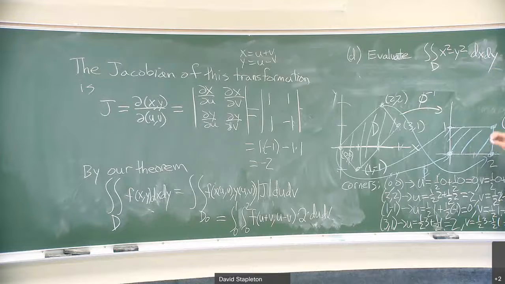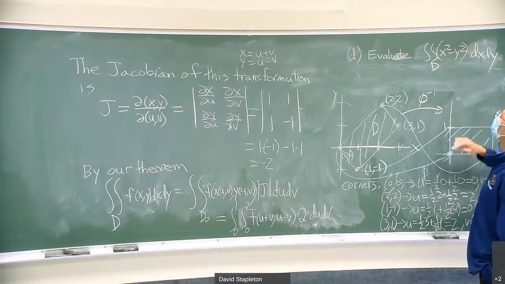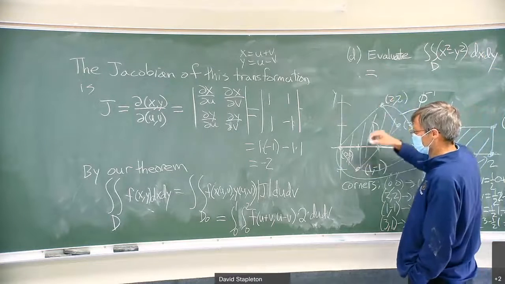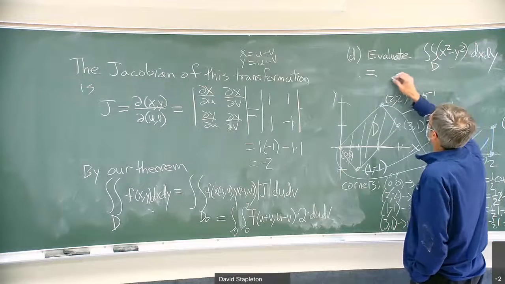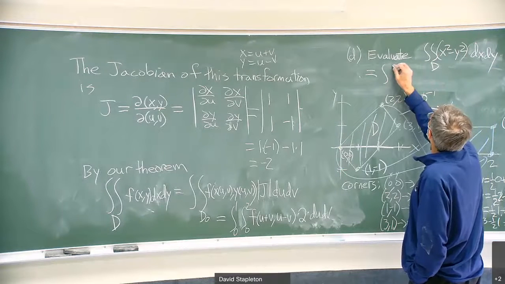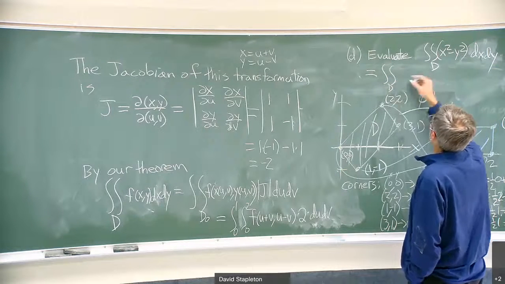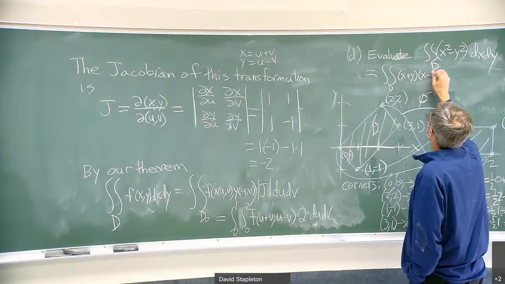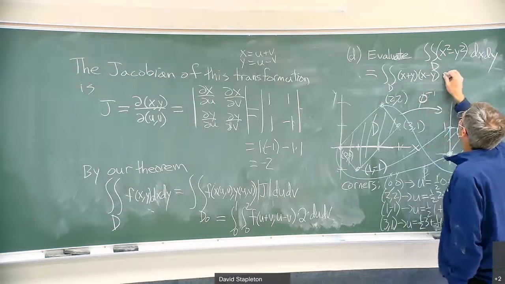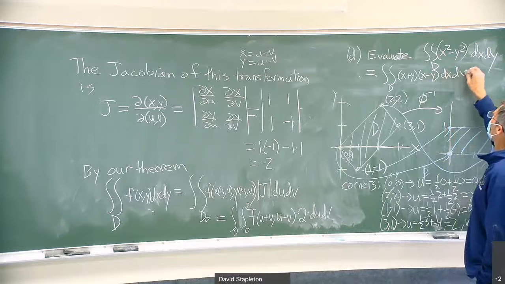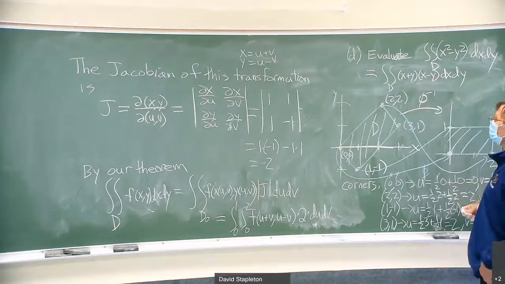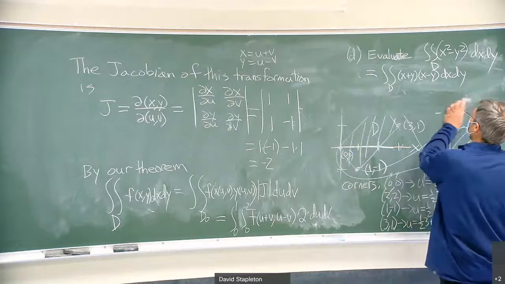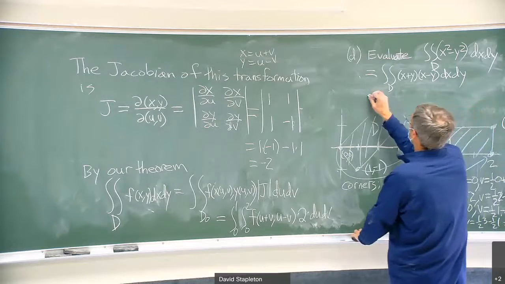Suppose I wanted to evaluate this double integral. Well, then I could say, according to this, this is just the double integral over D, and x squared minus y squared is x plus y times x minus y. I'll write it like that so I can switch it over to uv coordinates, because I know after all x plus y is u and x minus y is v. So this is the double integral.